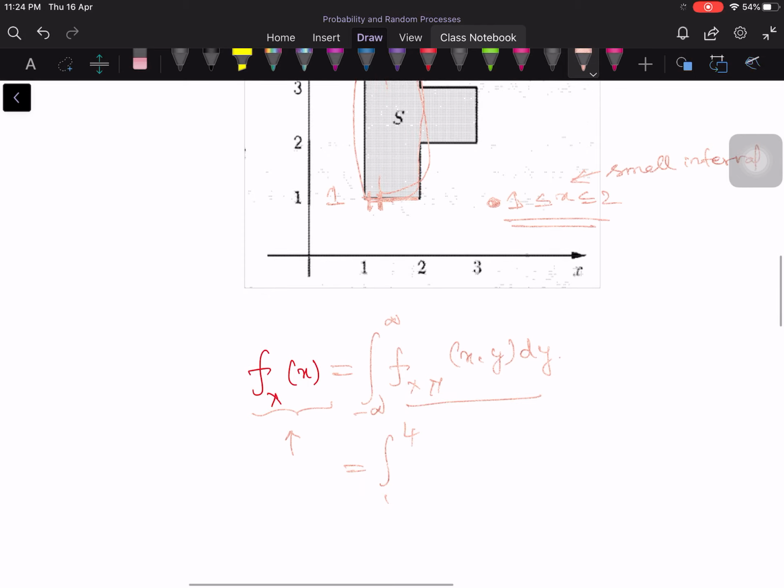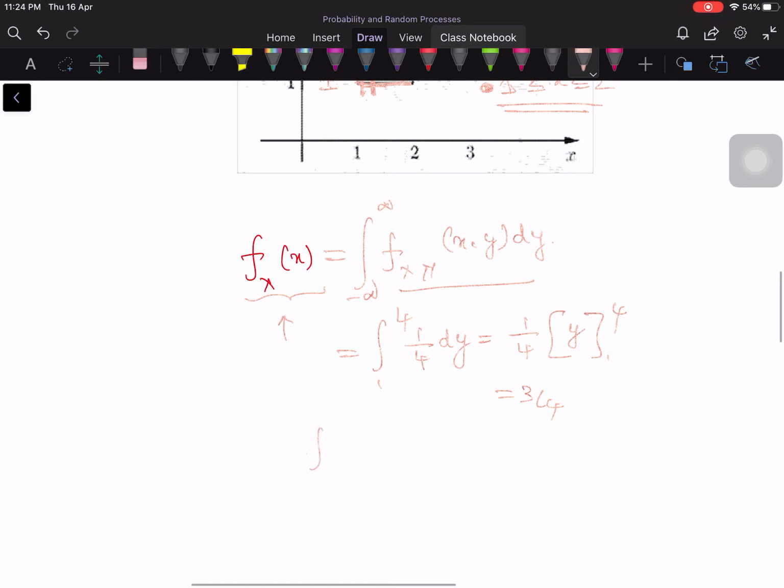Your f_XY(x, y) dy is 1/4 dy. So 1/4, the limit is 1 to 4, it is 3. So this is 3/4. Therefore, your fX(x) is equal to 3/4 in the interval, let's say, 1 ≤ x ≤ 4. This is one part of the density, the marginal density function.